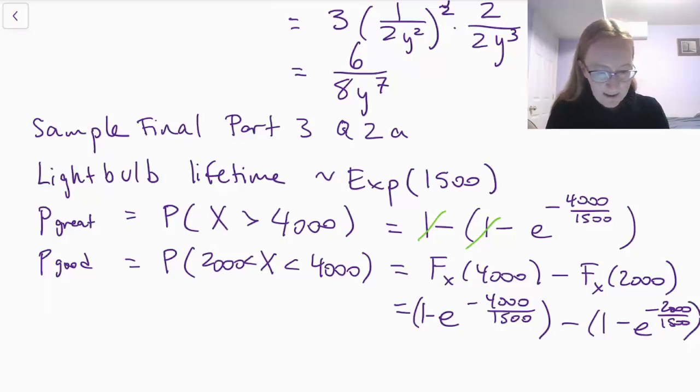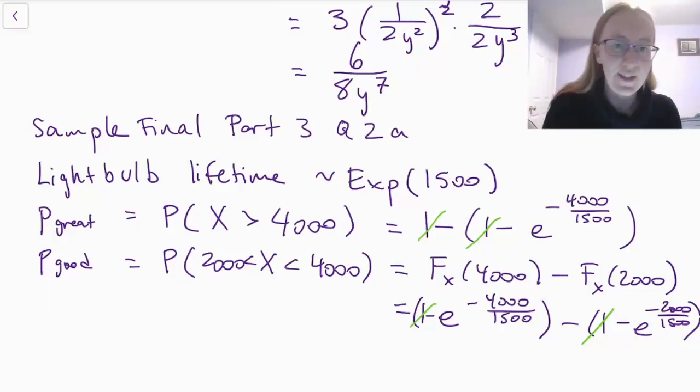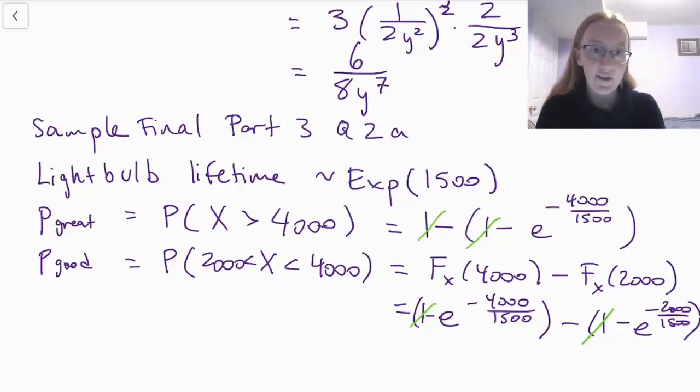And so those 1 minuses will cancel out, and you'll just get e to the negative 2,000 over 1,500 minus e to the negative 4,000 over 1,500. And similarly for the other categories. So you could find the probability of fair and poor.